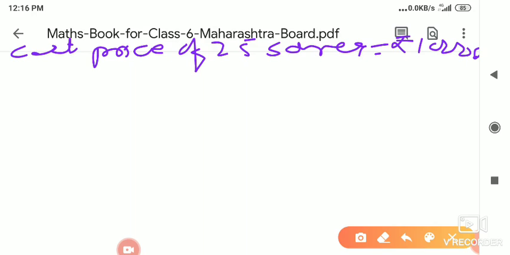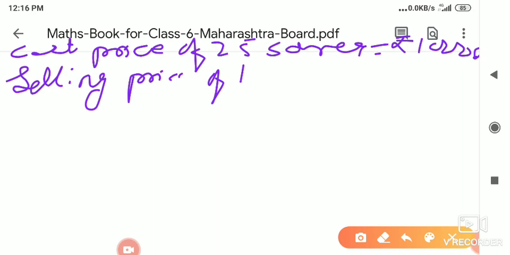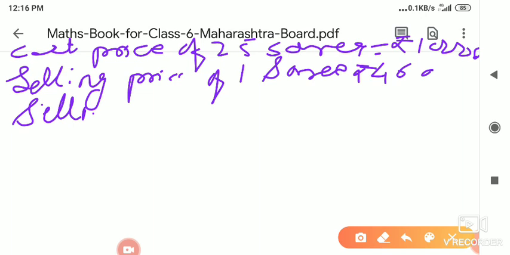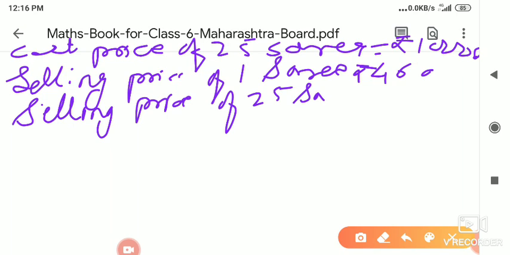And the selling price of one sari, Kantabai sold it for how many rupees? Selling price of one sari, 460 rupees. Now here, selling price of 25 saris equals 460 into 25.